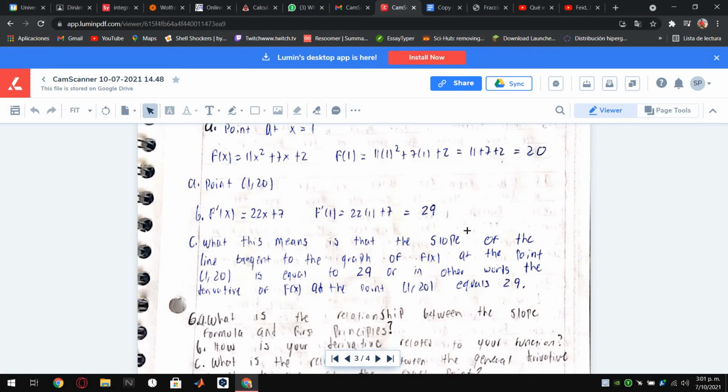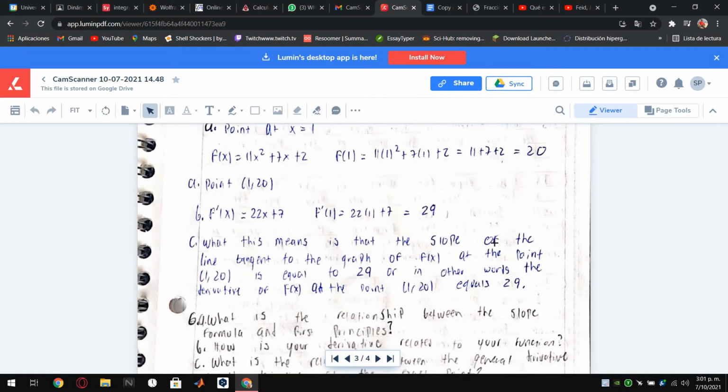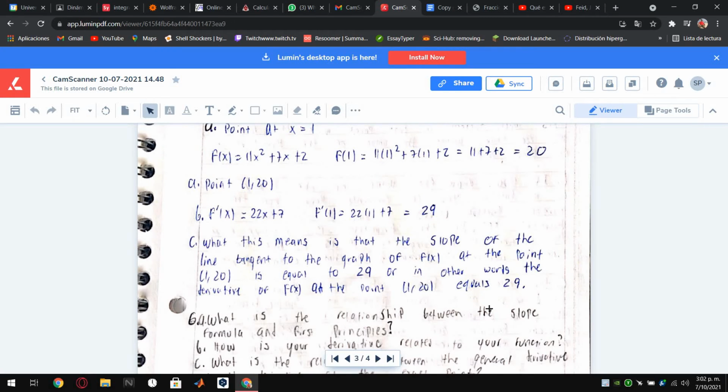This means that the slope of the tangent line to the graph of f of x is going to equal 29 at this point. At this exact point, the slope of that line is equal to that. Or in other words, we can say that the derivative of f of x at the point (1, 20) equals 29.